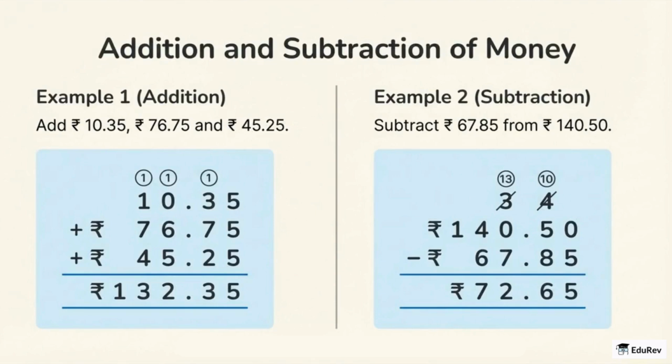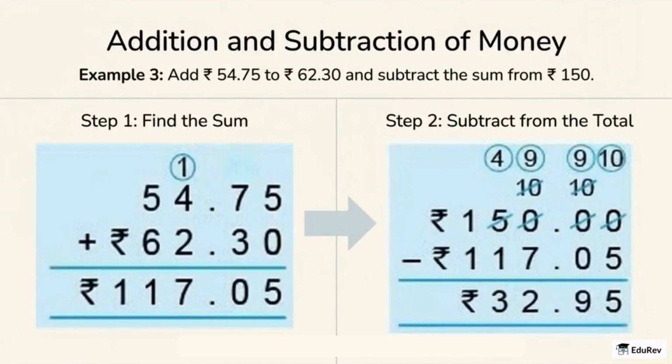When adding amounts like 10.35, 76.75, and 45.25, line up the decimal points, add the paise first and then the rupees. The total is 132.35. For subtraction, if you take 67.85 away from 140.50, line up decimals, borrow if needed, and you get 72.65.